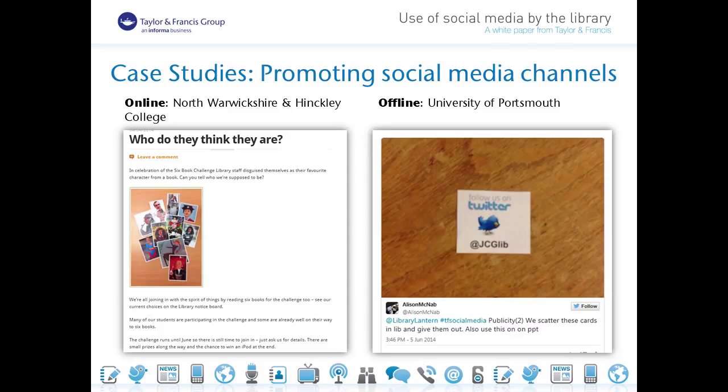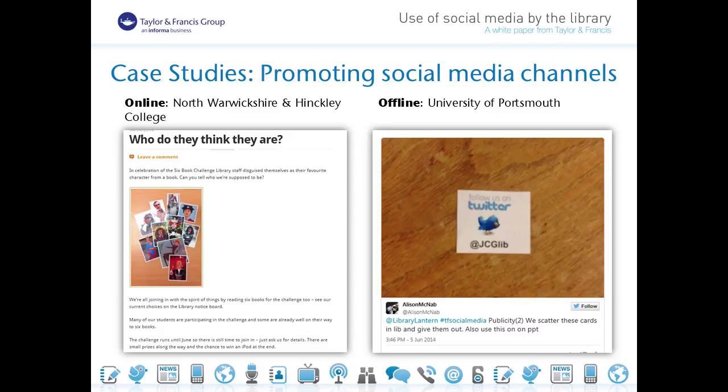Many librarians who contributed to our Twitter party felt that active promotion of a social media channel was beneficial in maximising their audience reach, and therefore the return on effort for those who were managing each account. Promotion was primarily through online methods, as I just mentioned, and this example here from North Warwickshire and Hinckley College in the UK demonstrates that really well. They introduced postings with a more informal, fun tone in addition to their everyday communications. Here the example is specifically of a tie-in with the 6-Book Challenge, which is an initiative which runs in the UK every year, encouraging people to read and review 6 books of their choosing.